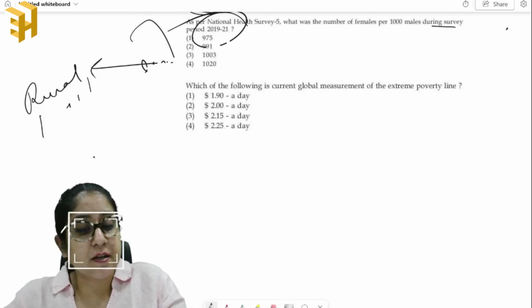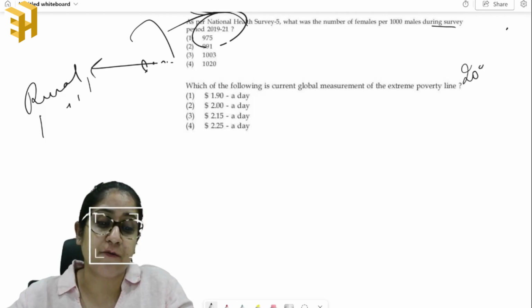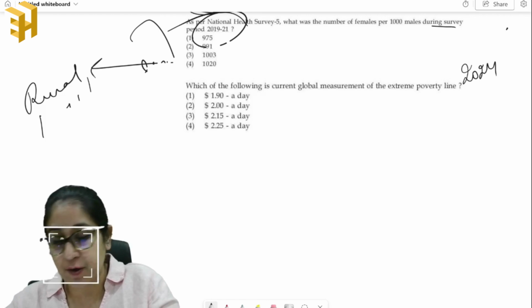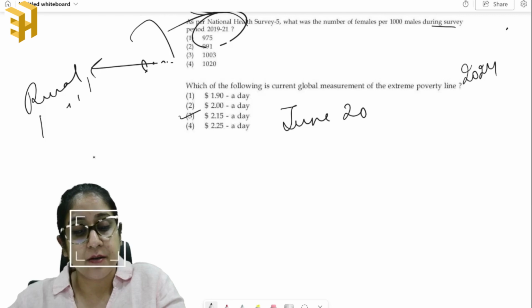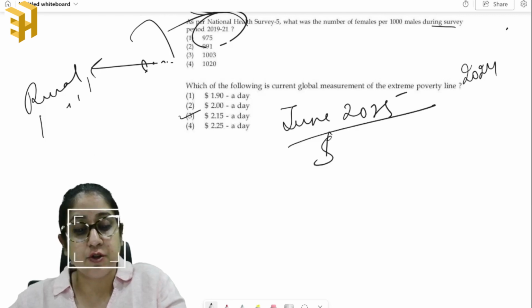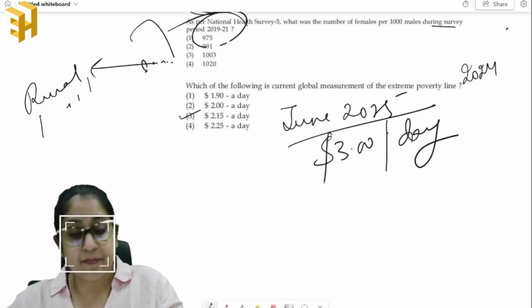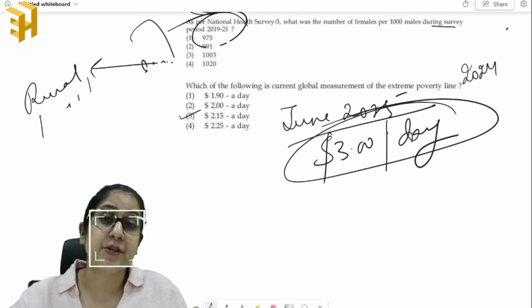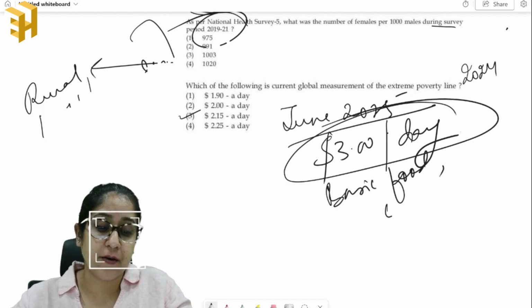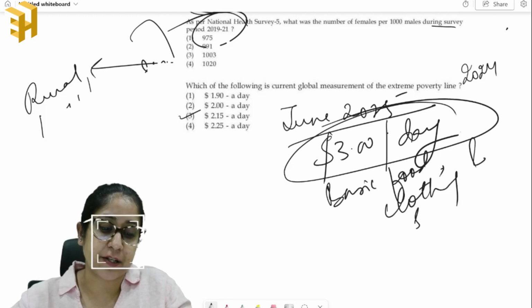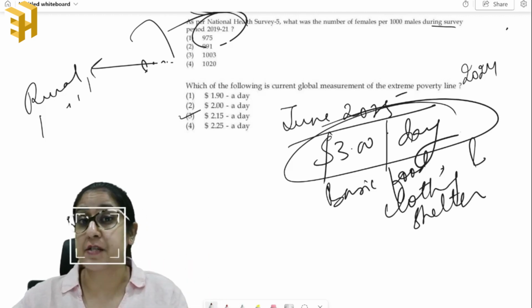Which of the following is the current global measurement of the extreme poverty line? Now, this exam was conducted in 2004 and accordingly the answer was $2.15 a day. But now in June 2025, the poverty line was updated to $3 per day, right? This $3 per day basically represents your basic food, clothing, and shelter, and incorporates the $3 per day expenditure actually.